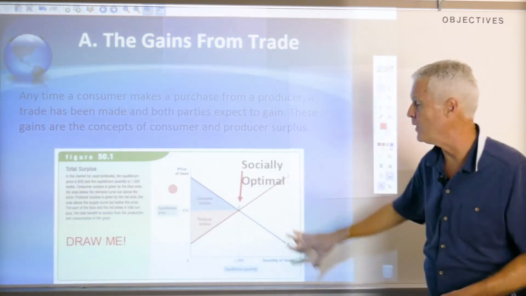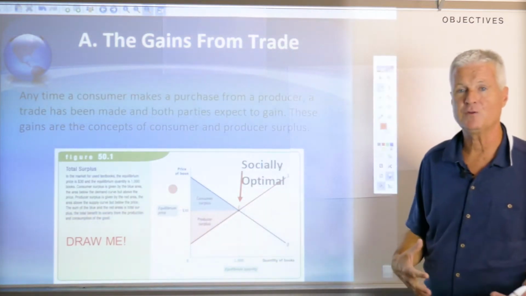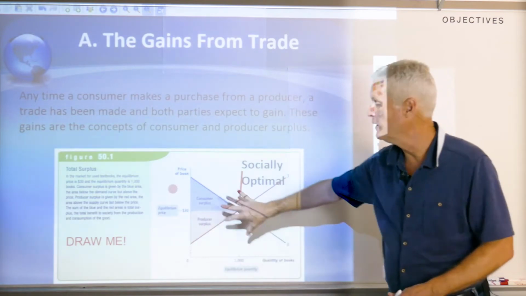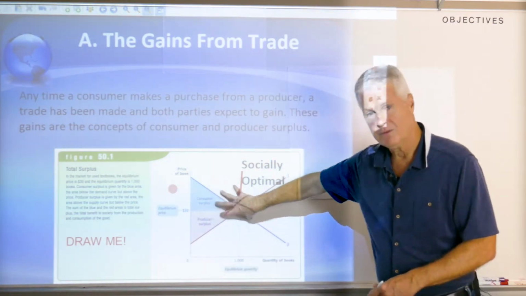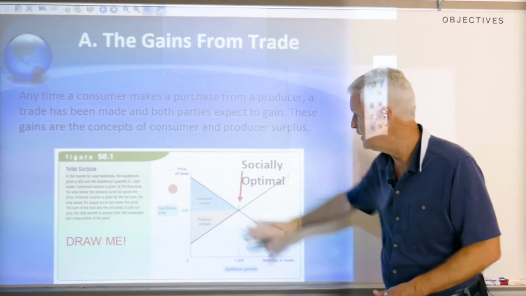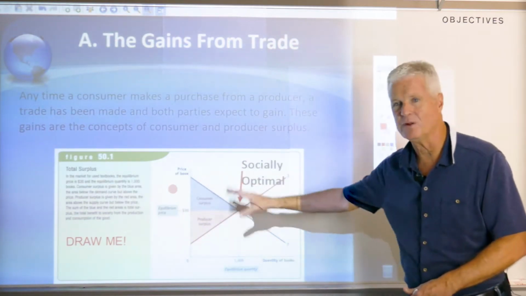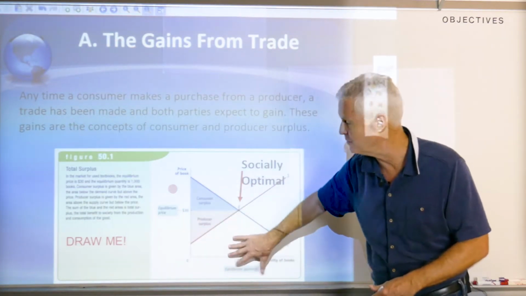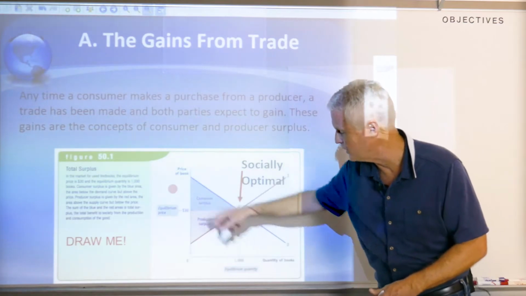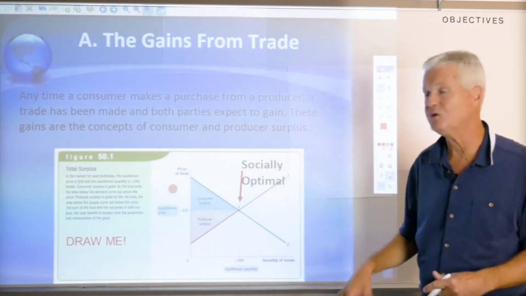You need to draw that graph, label those surpluses. That's really, really important. So if you need to, pause the video, draw this, price, quantity. The numbers don't really matter, just make sure you have some kind of equilibrium mark. That's $30 and $1,000 if you want to, but make sure you get that drawn.